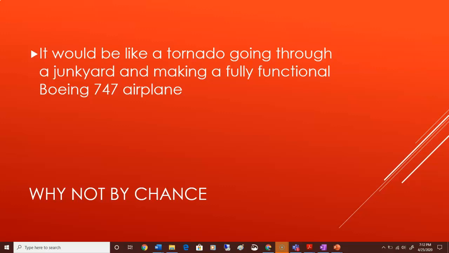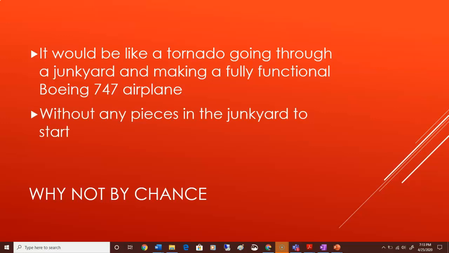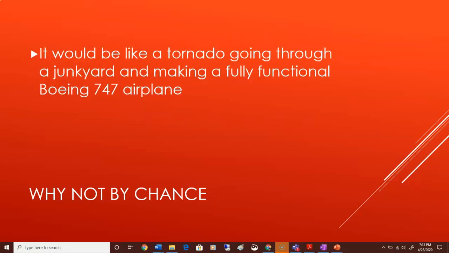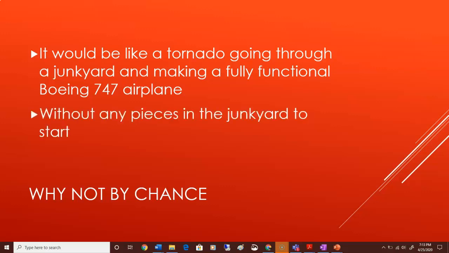Think of it this way. Chance would be like a tornado going through a junkyard and making a fully functioning Boeing 747 airplane. But then, going through a junkyard, there are no pieces in the junkyard to start, and the tornado goes through and happens to form a Boeing 747 airplane. The idea of this happening is very remote. It's even more remote if you don't even have the pieces in the junkyard in the first place. And the Big Bang is something coming from nothing.